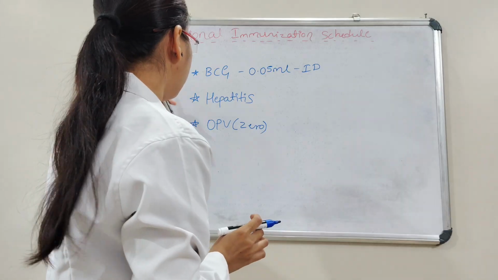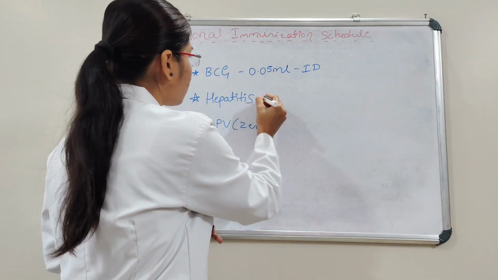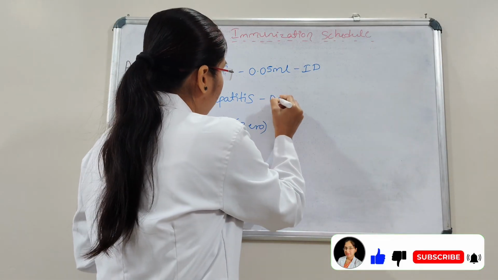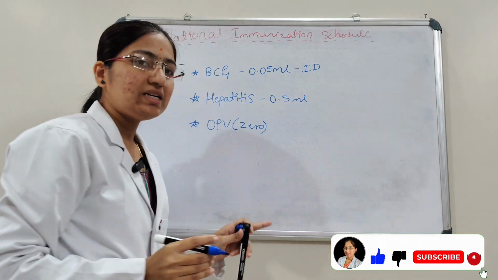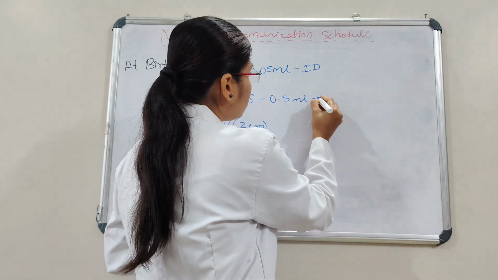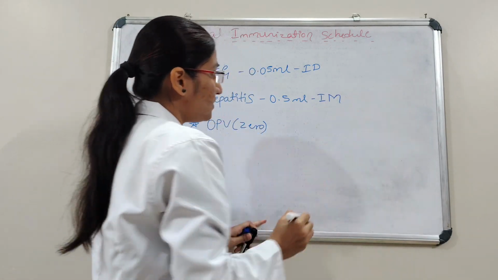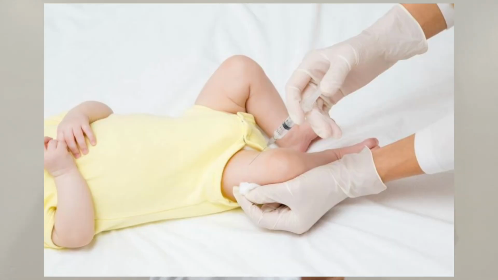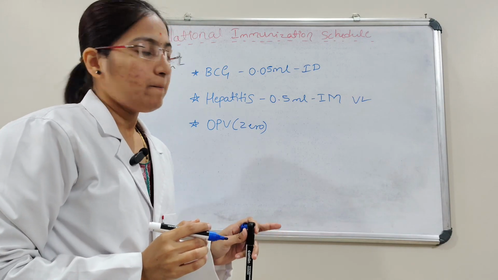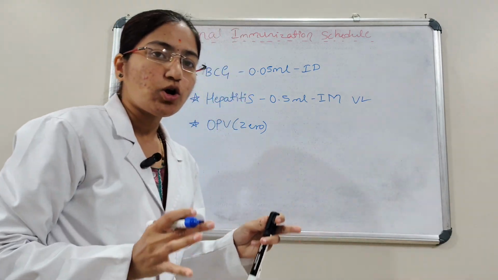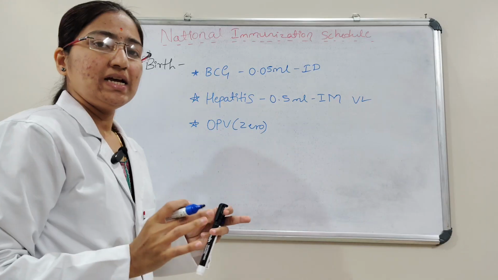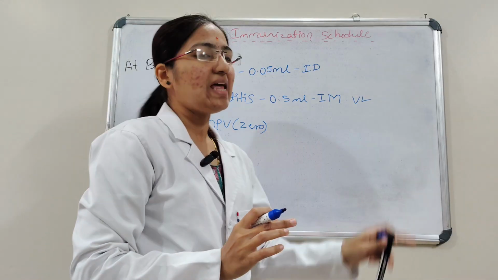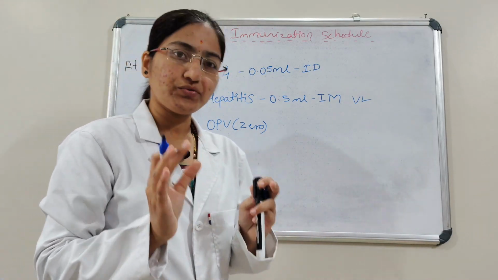Next, hepatitis B birth dose. That is 0.5 ml, given through the route IM. Here exactly IM, that is vastus lateralis muscle, the anterolateral aspect of thigh, because a child less than 3 years has to be given IM in the vastus lateralis muscle, that is the anterolateral aspect of thigh.